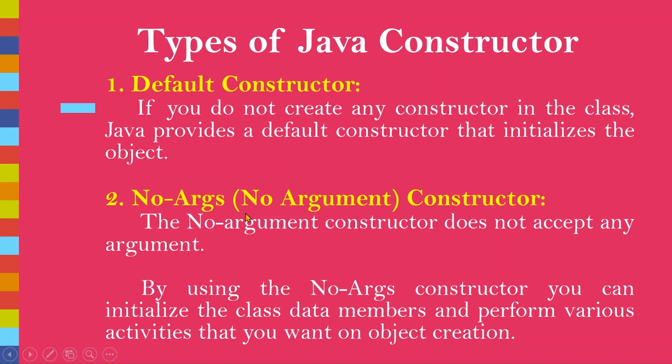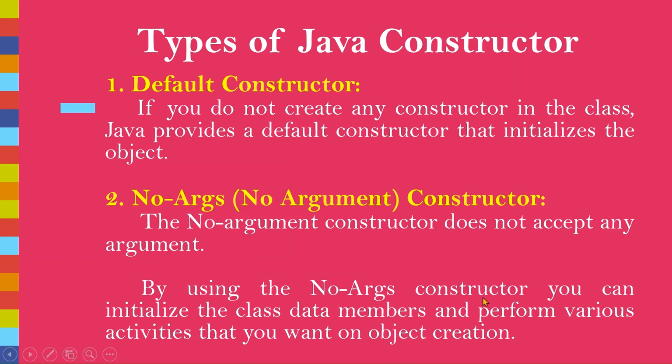Now coming to the no arguments constructor, the no argument constructor does not accept any argument. So you're writing the constructor explicitly in your program, but you are not passing any arguments into that. The default constructor means you're not writing the constructor at all. But the second one says that you are writing a constructor, but you're not having any argument for that particular constructor.